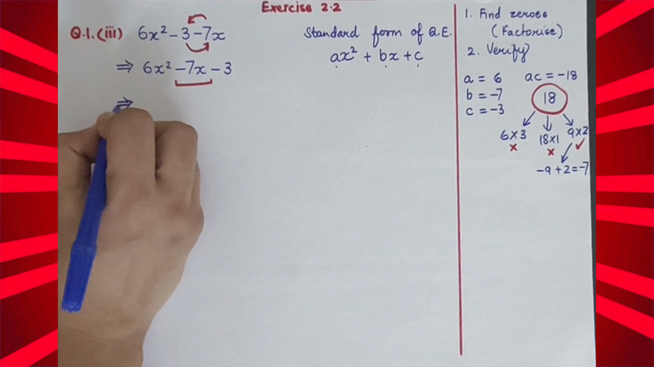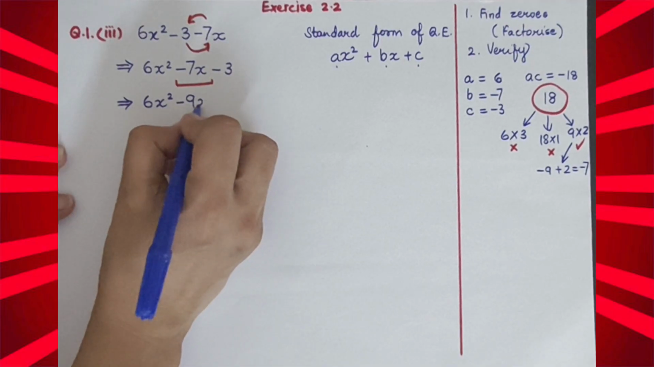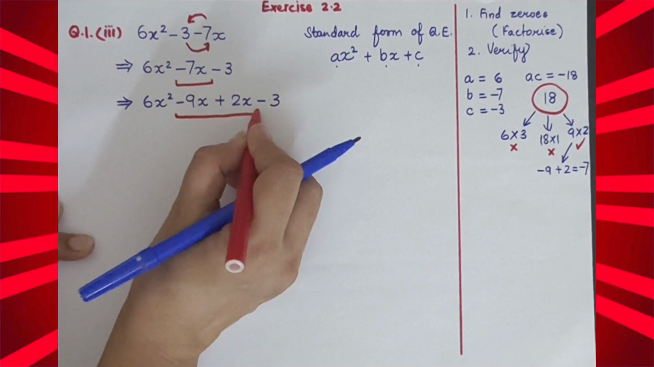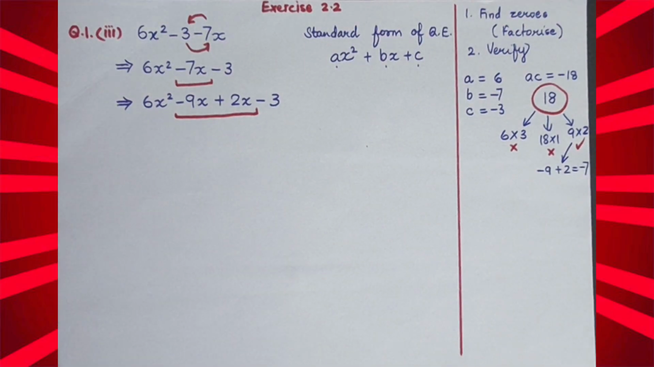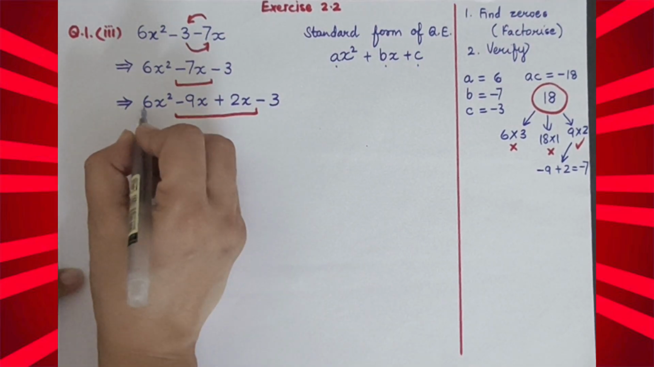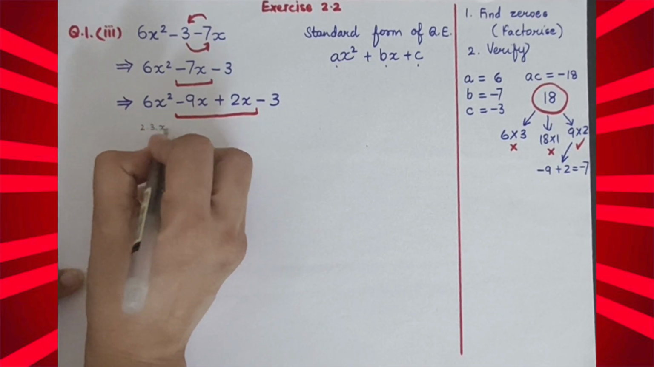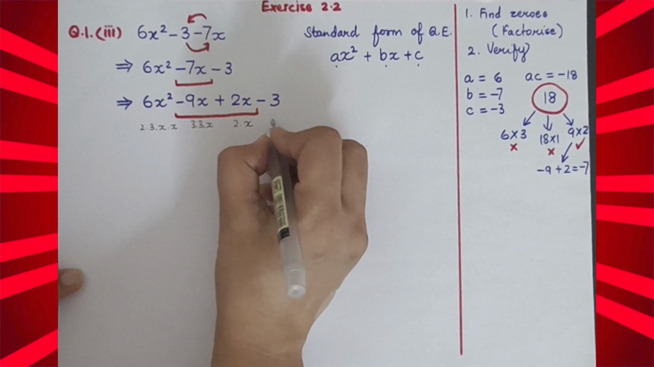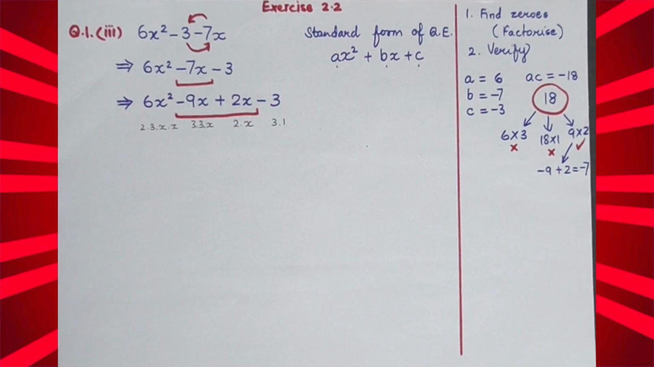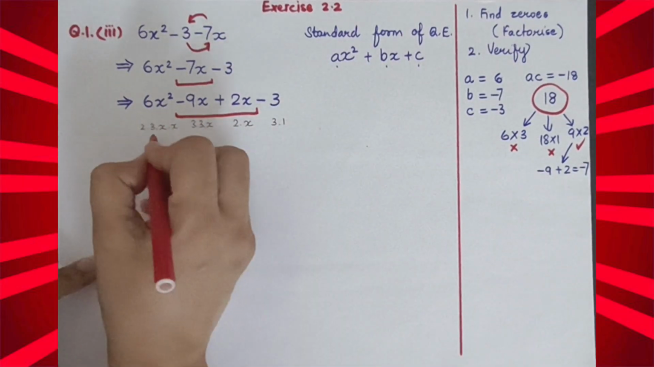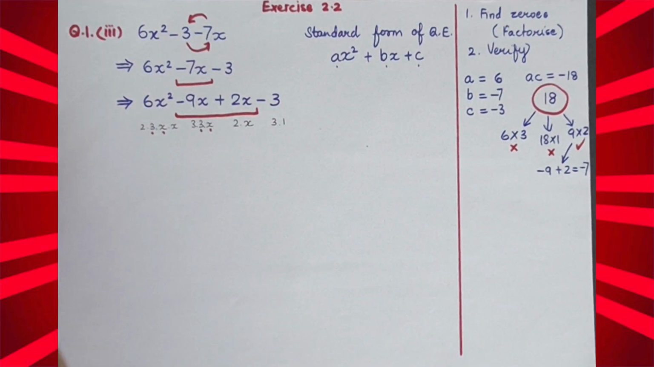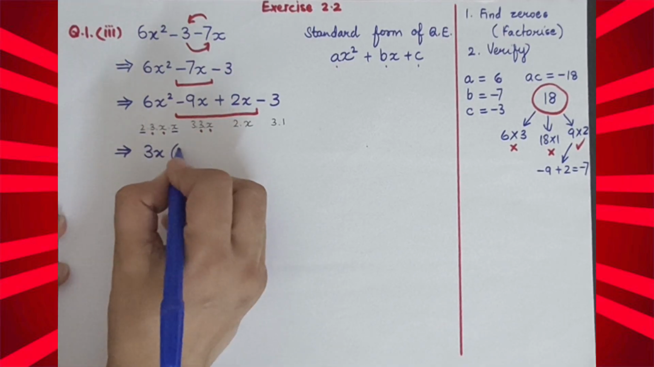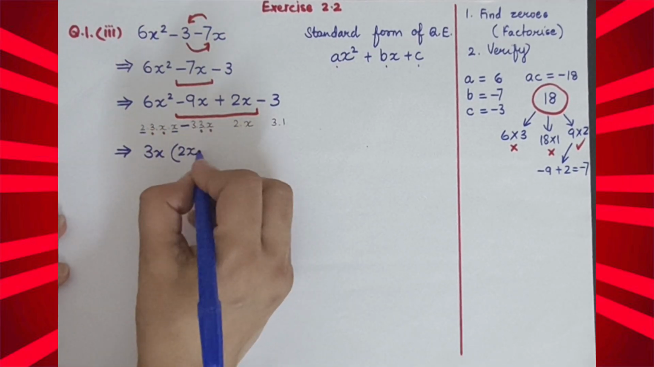So here we will split the middle term minus 7x and write it as 6x square minus 9x plus 2x minus 3. Now we have to find the common factors from all the terms. 6x square can be written as 2 into 3 into x into x. Minus 9x can be written as 3 into 3 into x, and 2x as 2 into x, and 3 as 3 into 1. Now we pick whatever is common between the first and the second term. We see that 3x is common in both the terms. So we take 3x out, and what is left is 2x. So we write 2x inside, then put the minus sign, and then we write 3.